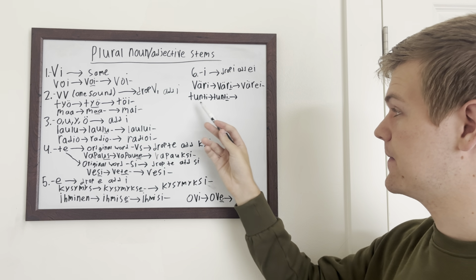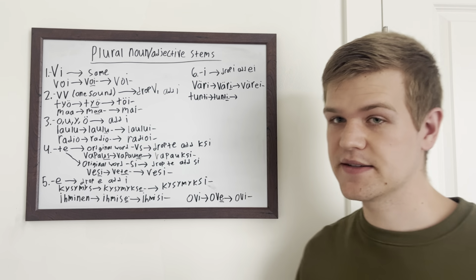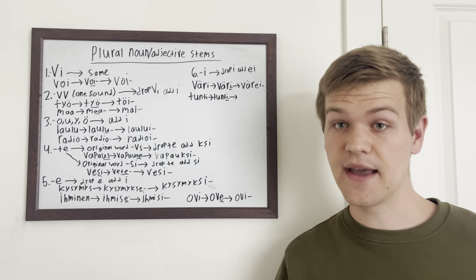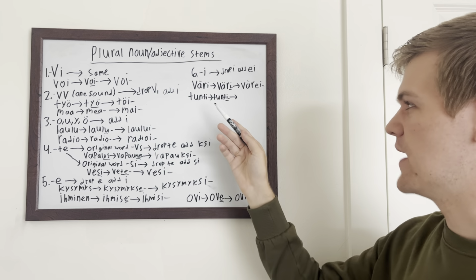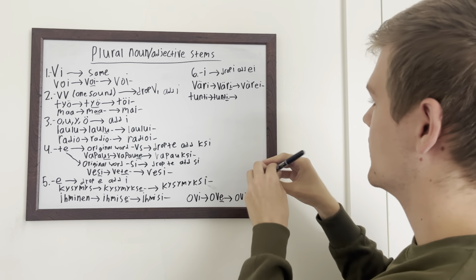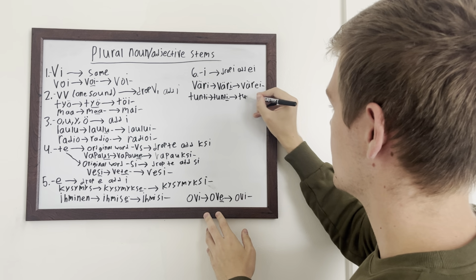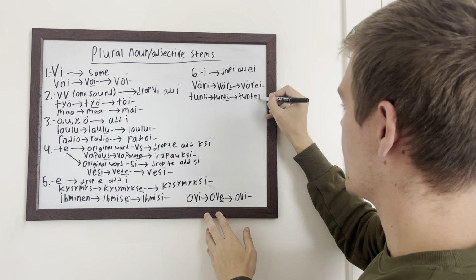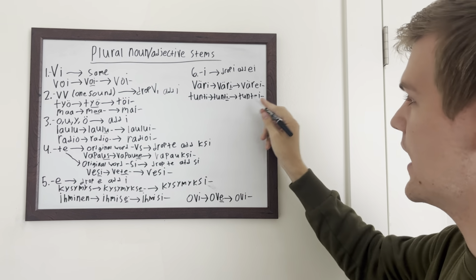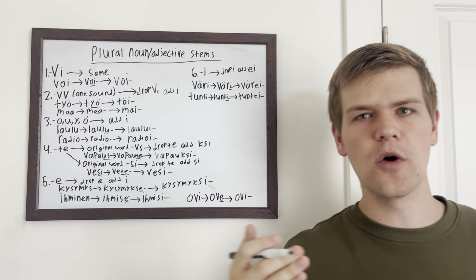Similarly, tunti, the singular stem is not tunte, it's just tunti still. And so if we want to make it plural, we have to make it tunte. So it's still going to end in an I, we're just going to add in an E there to kind of show that it's plural.